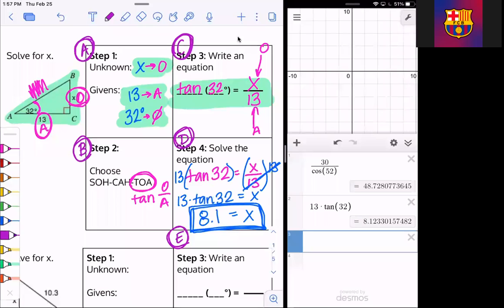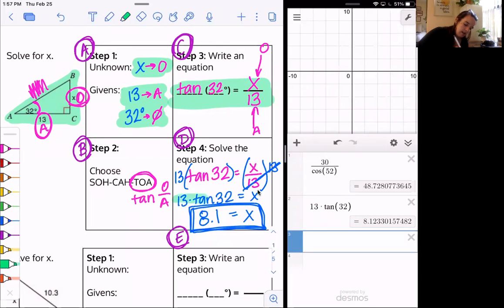Okay, yeah. So once there's just numbers and tangent, you just go straight to your calculator here. Once it was in this blue part here, once X is by itself, then you're just going to go straight to your calculator, like that. Thank you for coming off mute to tell me about that.